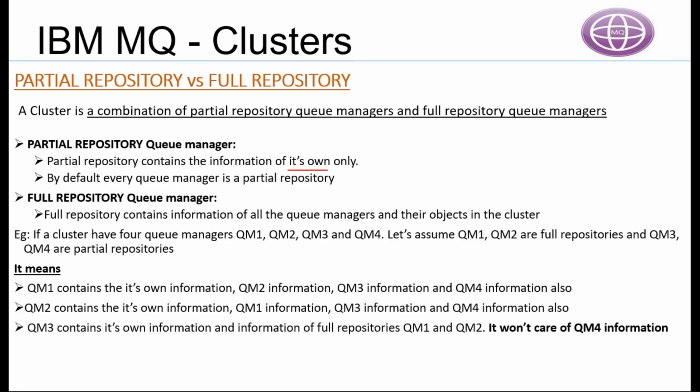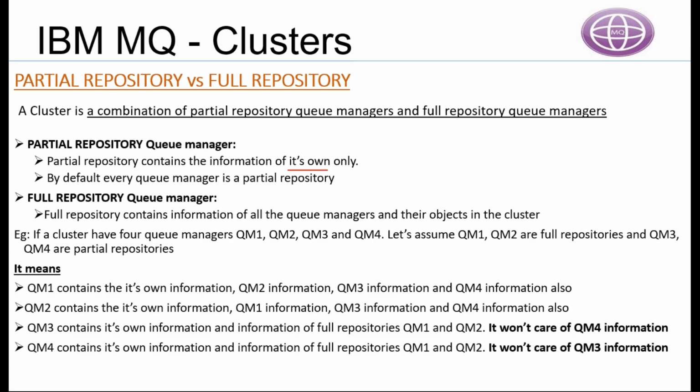Now, QM3 contains its own information only, because QM3 is a partial repository. The same case with queue manager 4. It also contains its own information, and it doesn't take care of the remaining queue manager information, because it is a partial repository. Sir, you said QM3 and QM4 are partial repository queue managers. So how does it contain the information about QM1 and QM2?